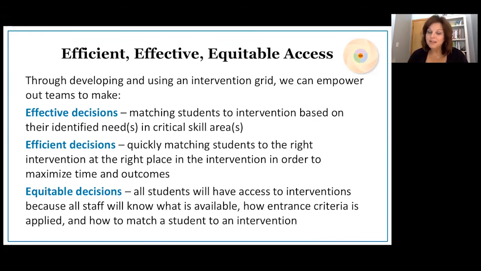So I know you're muted, but I want you to say this along with me. You're in your house by yourself probably, so it's okay. So say efficient, effective, and equitable. All right, thank you. I can hear you.